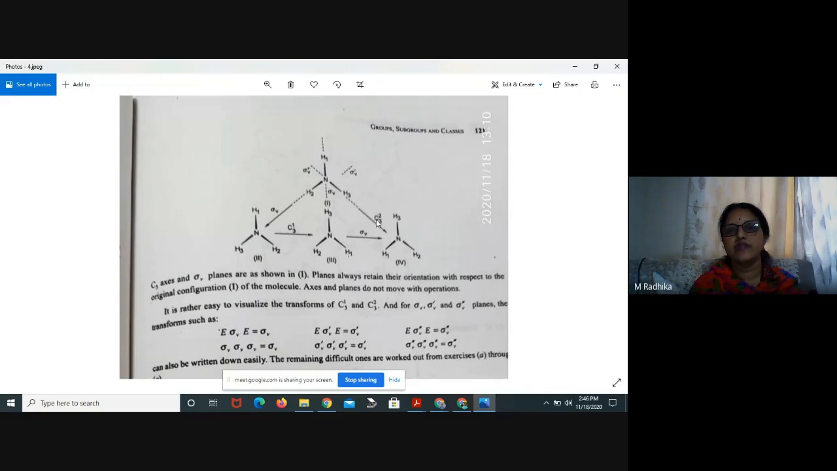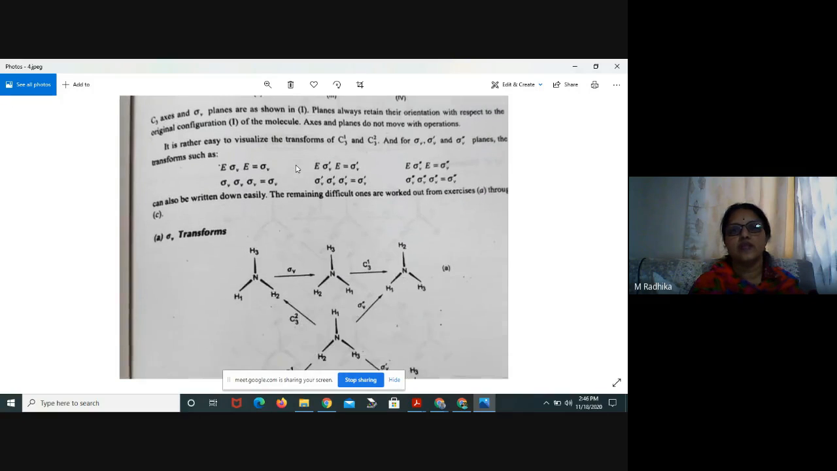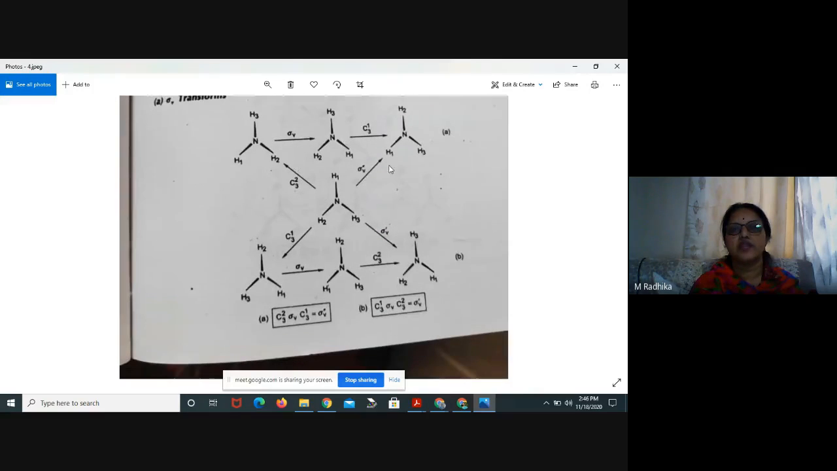Doing C3, taking it as first, do sigma v, then C31, then again sigma v, you get back nothing but C32. This is an example for C31. Now, for sigma v transformation also, the combinations. Shall we do this one? You can see it here.